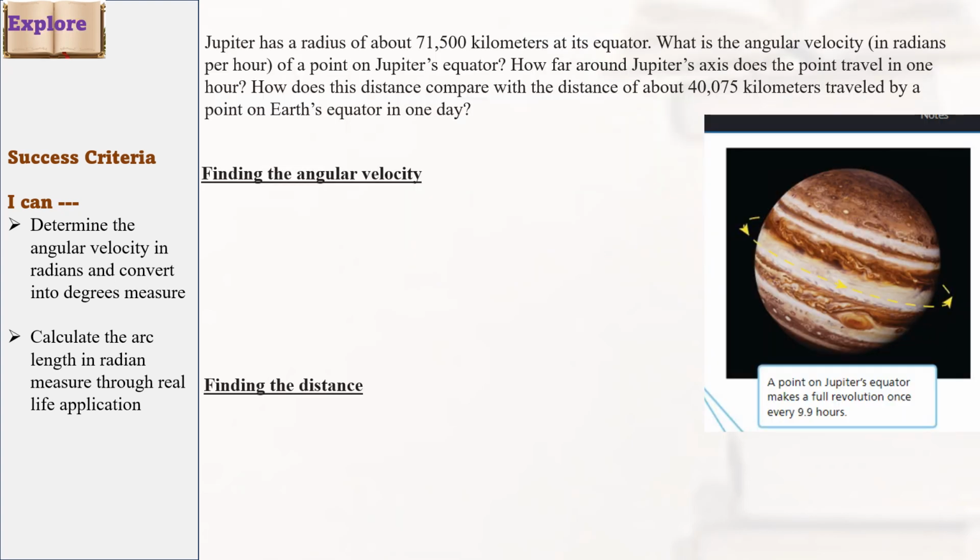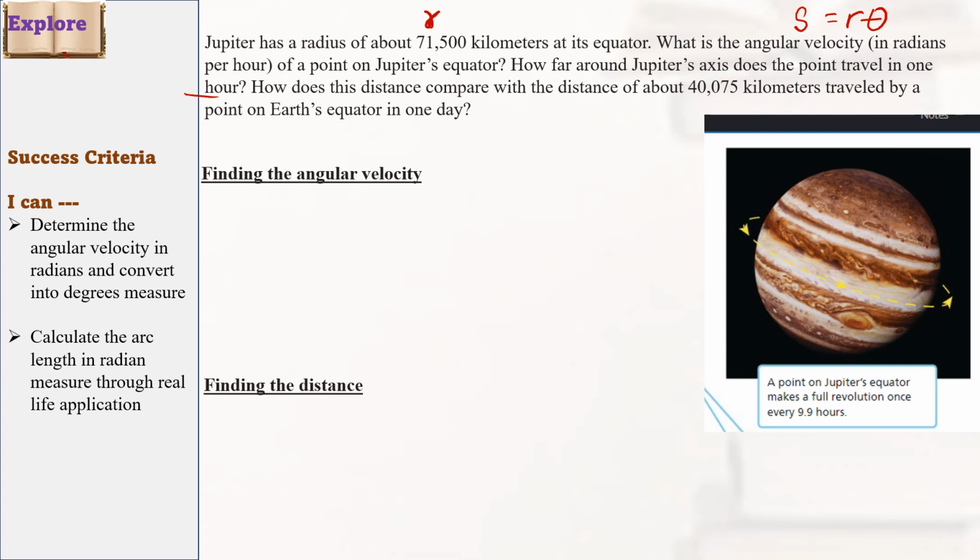Next question, Jupiter has a radius of 71,500 kilometers. So this is our radius. What is the angular velocity? It means I have to find out the S, and the formula of S is S equals r theta, in radians per hour. Of a point on Jupiter's equator, how far from Jupiter's axis does the point travel in 1 hour? So let's try to find this one.